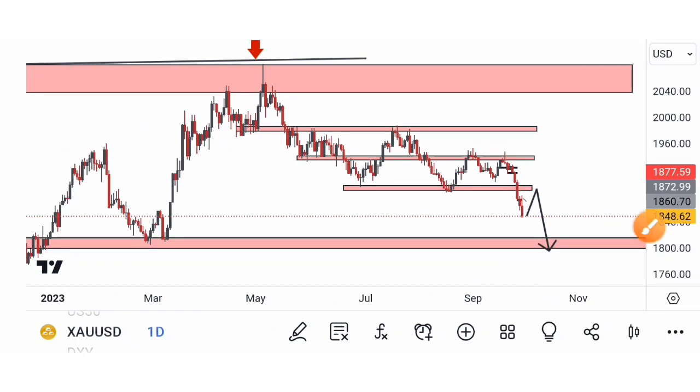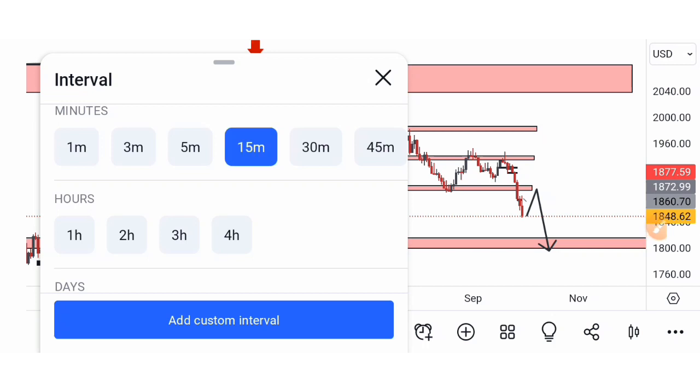And I did trade this market last week. If you didn't trade this market, let me show you how I did it. Just a quick one.